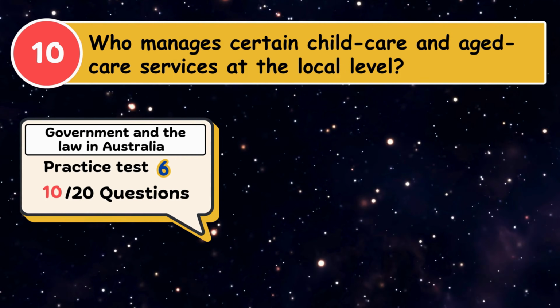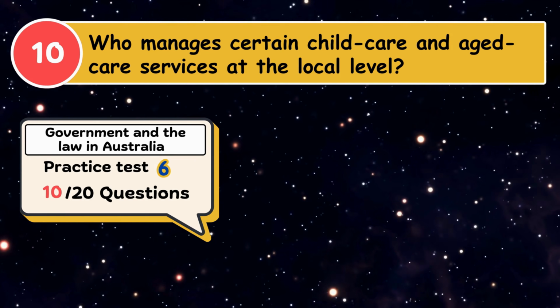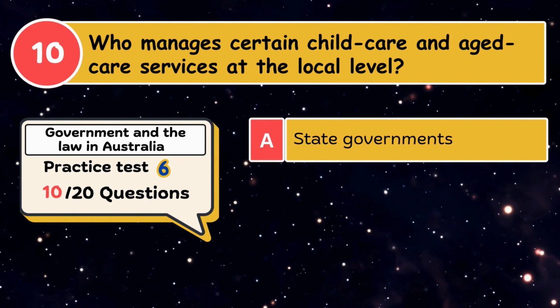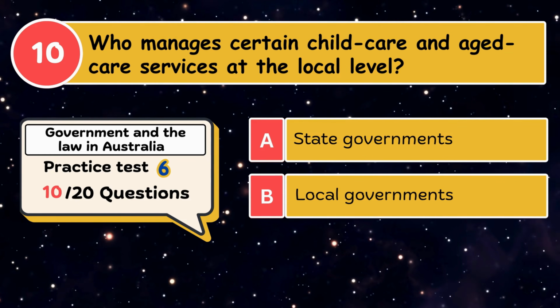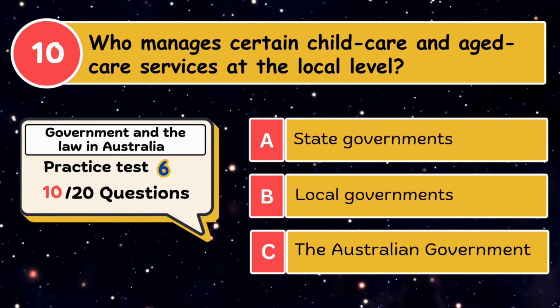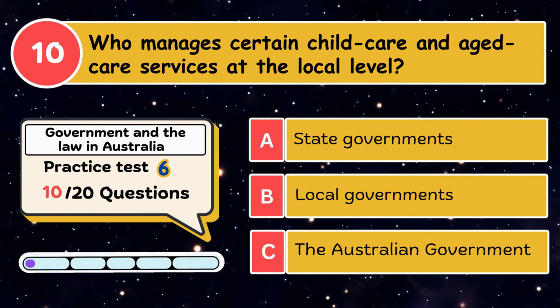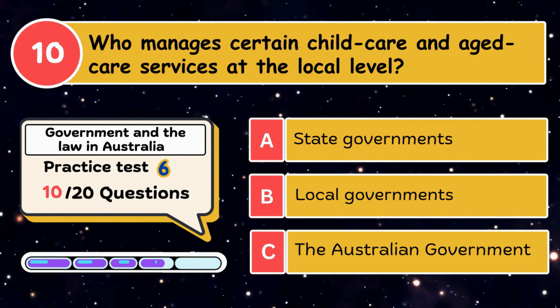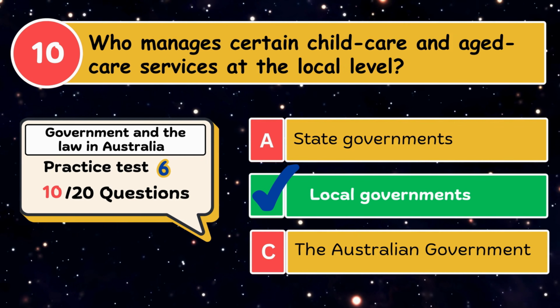Who manages certain child care and aged care services at the local level? A. State governments. B. Local governments. C. The Australian government. The correct answer is local governments.